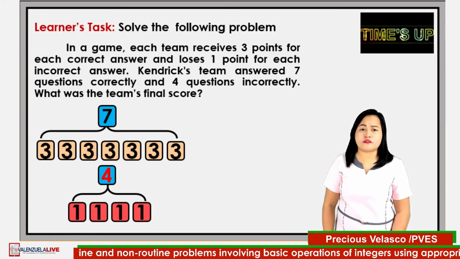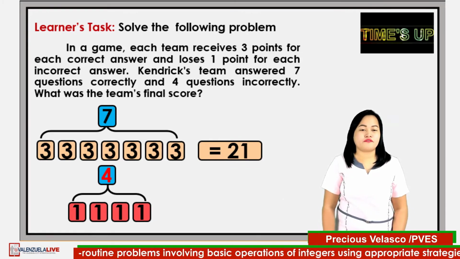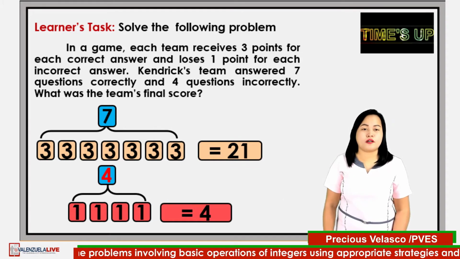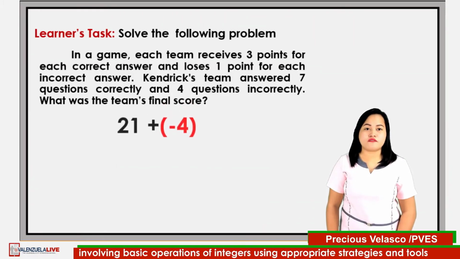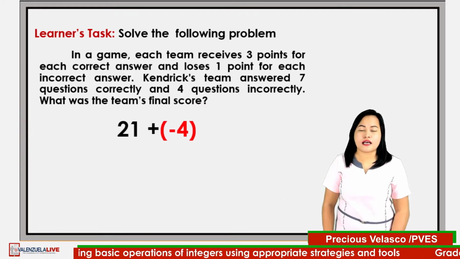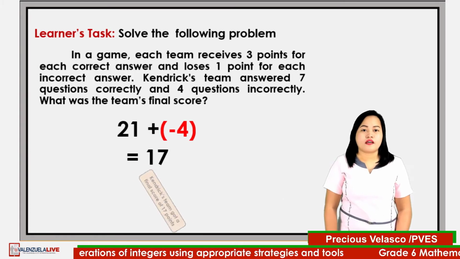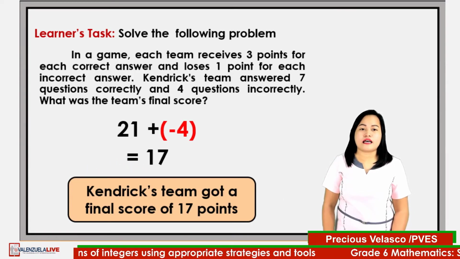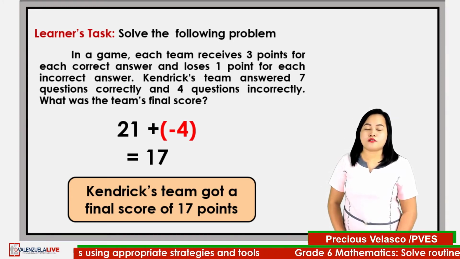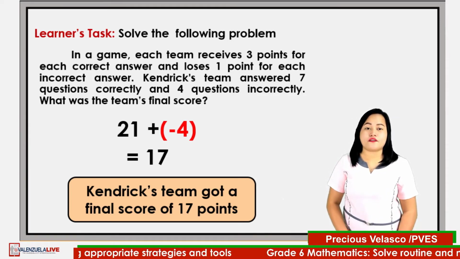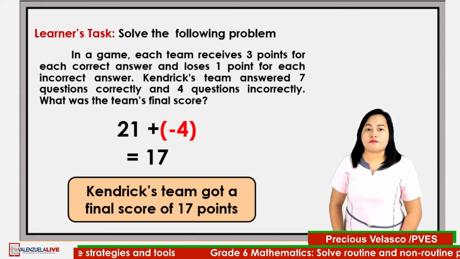So I'm going to get the total for the first one or the correct answers. We have 21, and for the incorrect, we have 4. Okay, so we are going to solve it. So we have 24 plus negative 4. It will give us positive 16. Therefore, Kendrick's team got a final score of 17 points. Well, if you got it also correct, using other strategies, well, it is also a good thing.